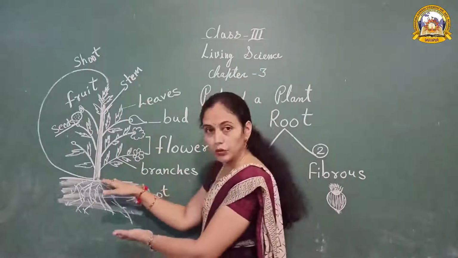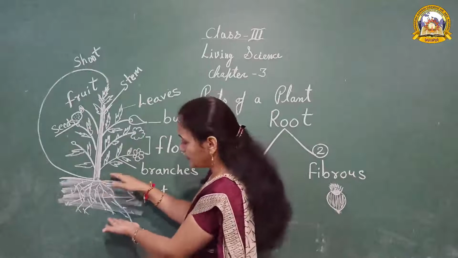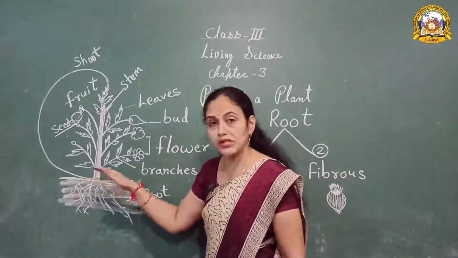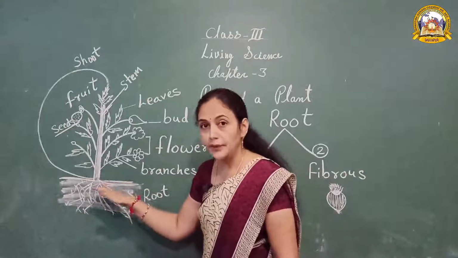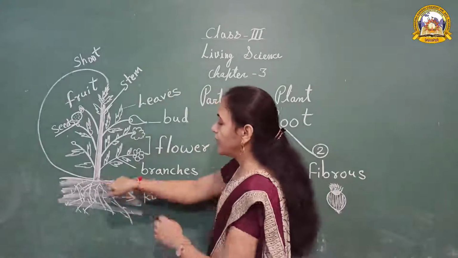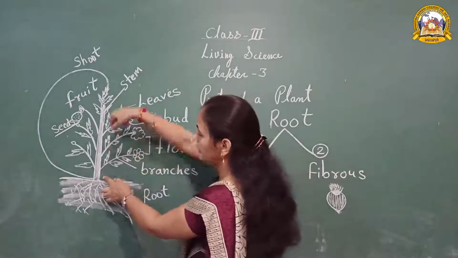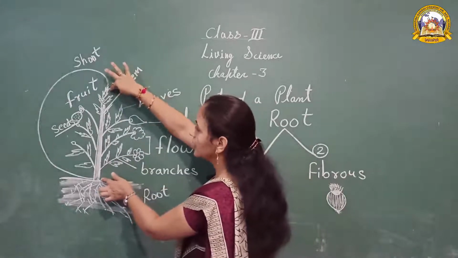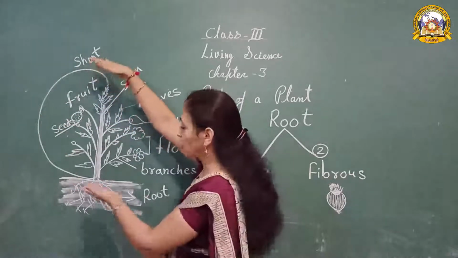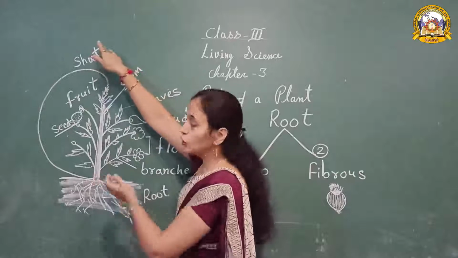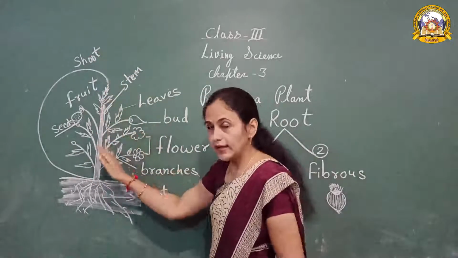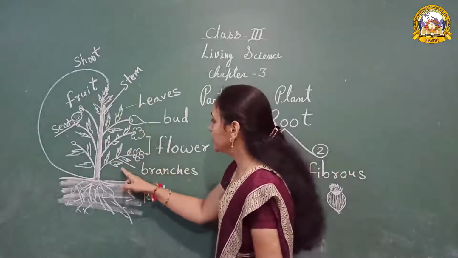This part below the ground is called the root. The part which grows below the ground is called the root. And above the ground, from the stem up high, this whole part is counted as the shoot. Now the shoot has different parts. We will understand what the different parts are.